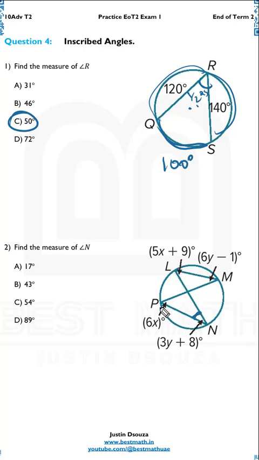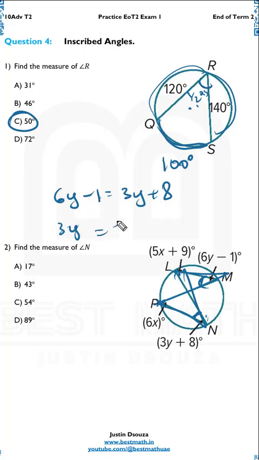Now here this angle and the angle M are equal, because they are cutting at the same points here. So these two angles are equal. If you look at this and this, what we do is we just write 6y minus 1 is equal to 3y plus 8. It'll be 6y minus 3y, which is 3y, is equal to the other side, plus 9. So 3y is equal to 9.